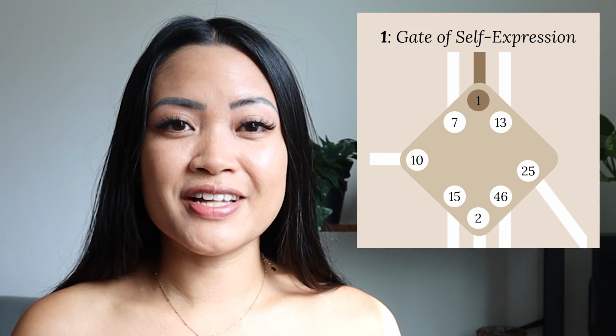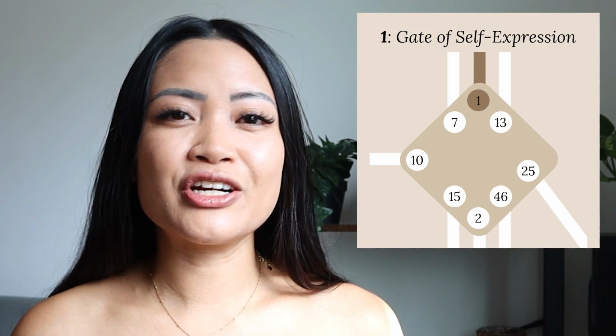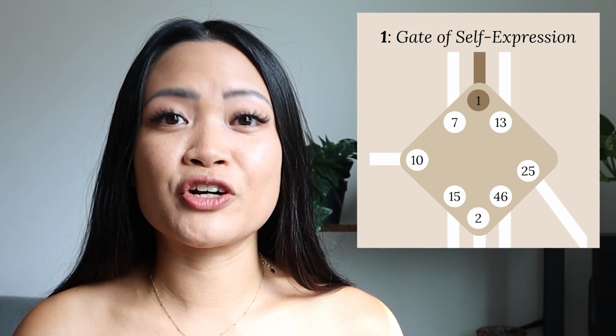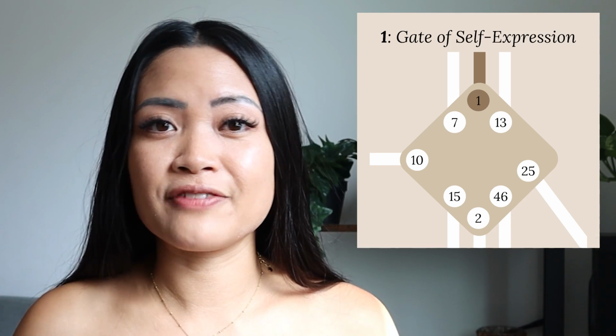In the G center, there are 8 gates, which can be grouped into 2 categories: the direction gates and the love gates. Out of the direction gates, we have gate 1, which is the gate of self-expression. And this is the energy of having a deep capacity for creativity and this call towards self-expression.